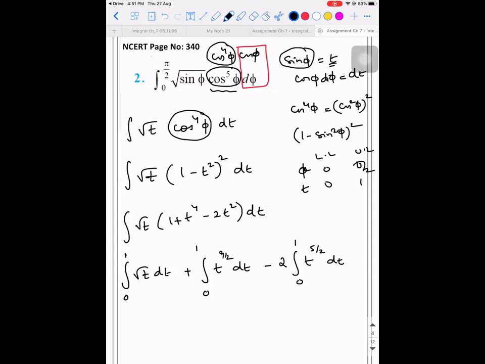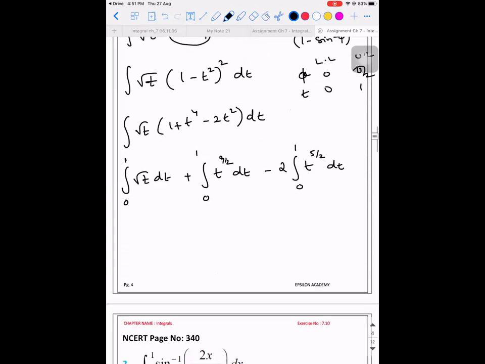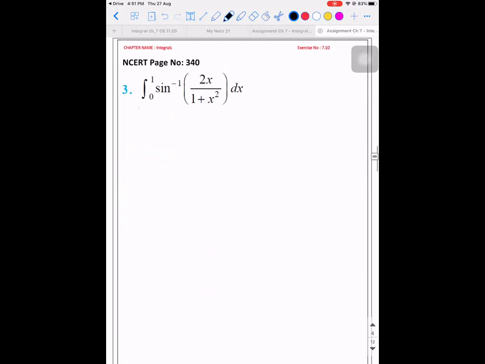I'm moving on to the next part. This one: sine inverse of 2x divided by 1 plus x square. You have a formula like this: 2 tan theta divided by 1 plus tan square theta is equal to sine 2 theta. You guys know this? We used it in inverse trigonometric functions. So put x is equal to tan theta, which implies dx will be equal to secant square theta d theta.